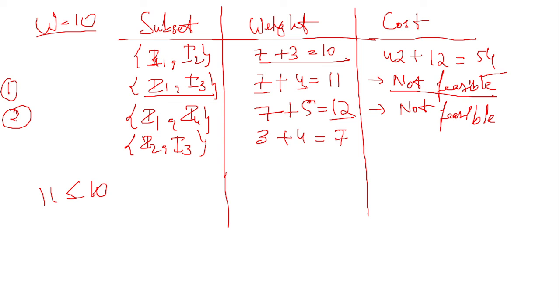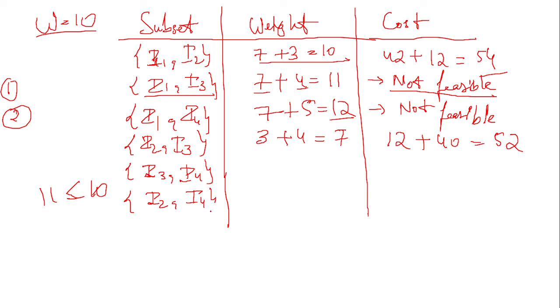Now since the total weight is lesser than the maximum weight, I'll calculate the cost. Considering the cost of item 2 is 12 and item 3 is 40, the total is 52. In the same way, I'll try the other combinations, that is item 3 and item 4, and item 2 and item 4. We'll try these two combinations.